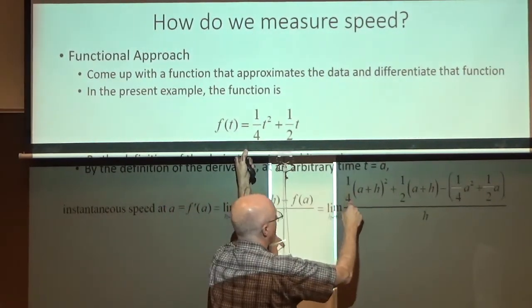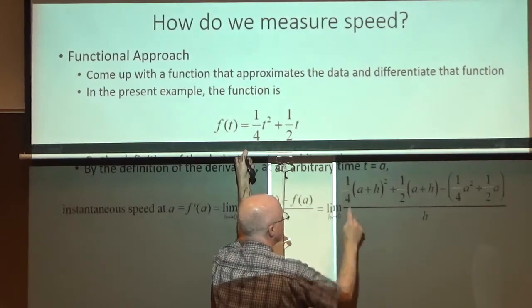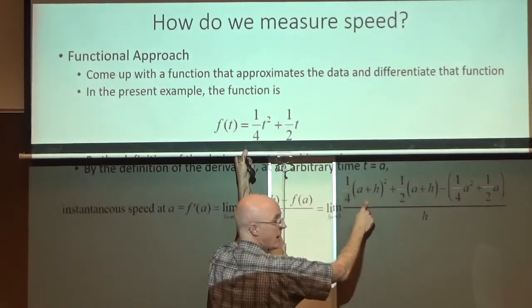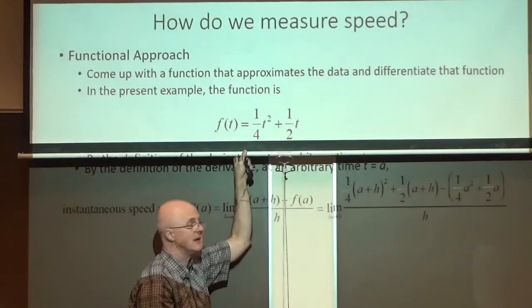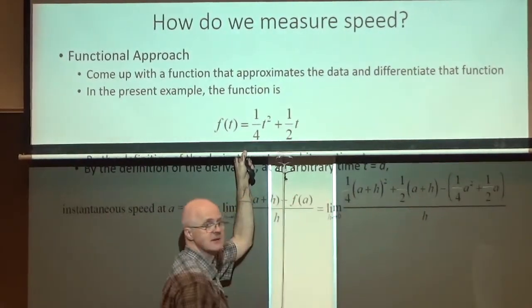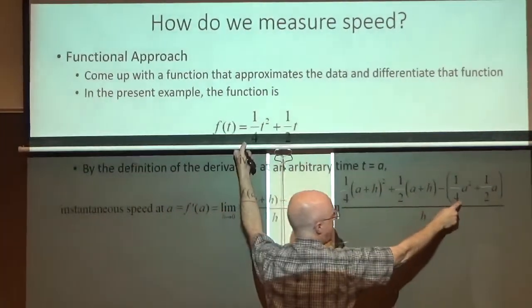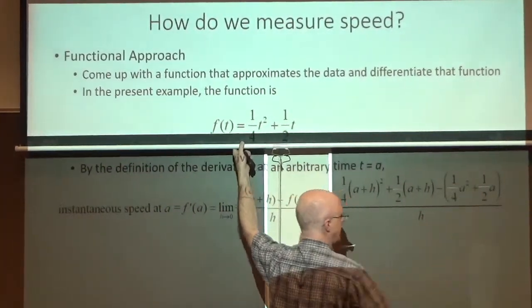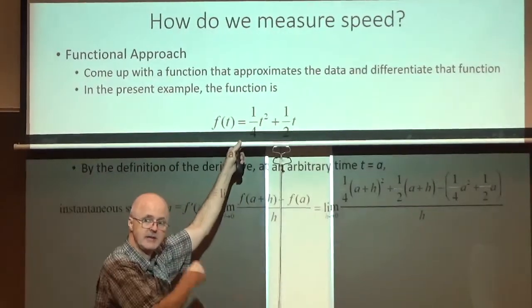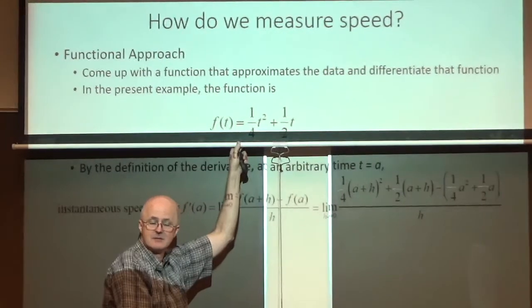So you see a 1/4 t squared, t is a plus h. And then plus 1/2 t, t is a plus h. Minus f of a, that's f of a. Subtract the whole thing, so use parentheses around it. But then we can distribute the minus sign through. But if you make mistakes here, then you're going to run into trouble.